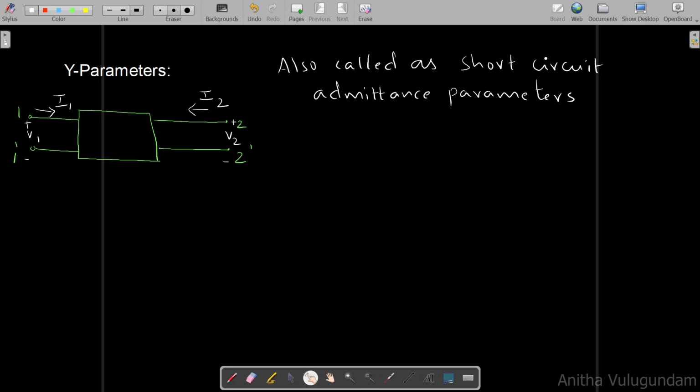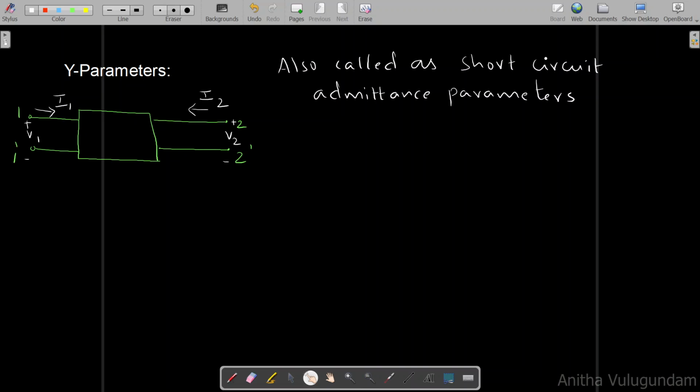This rectangular box represents the network, and we have two ports here, 1 1 dash and 2 2 dash. A port is a pair of terminals in which a signal can enter or leave. 1 1 dash is one pair of terminals, 2 2 dash is another pair of terminals. We call this port 1 and this port 2. Corresponding variables are V1, I1 at port 1, and V2, I2 at port 2.